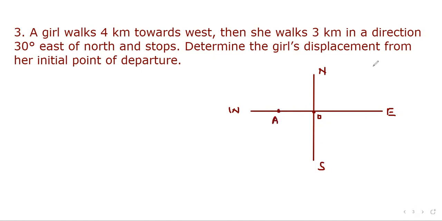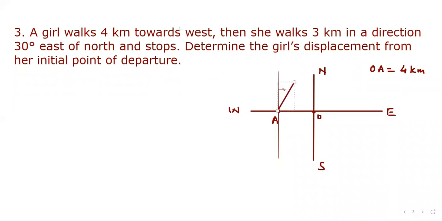Suppose OA equal to 4 kilometer. Then she walks 3 kilometer in a direction 30-degree east of north. So we can just draw a line so that it may be clear. Now 30-degree east of north, so in this direction. So 30-degree east of north can be drawn like this. Let's try a little thick. Suppose like this.